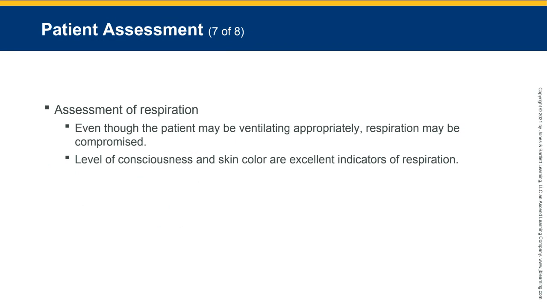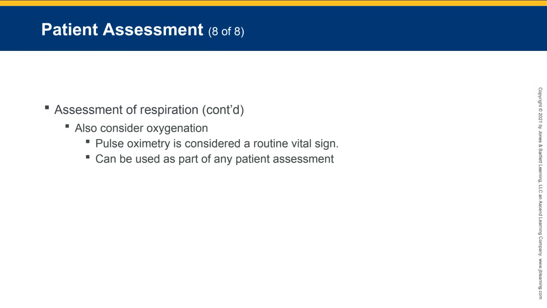Now, assessment of respiration. Even though the patient may be ventilating appropriately, respiration may be compromised. The level of consciousness and skin color are excellent indicators of respiration. Also consider oxygenation. Pulse oximetry is considered a routine vital sign and can be used as part of a patient assessment. It is a very important tool to incorporate in your assessment, especially for your medical patients.